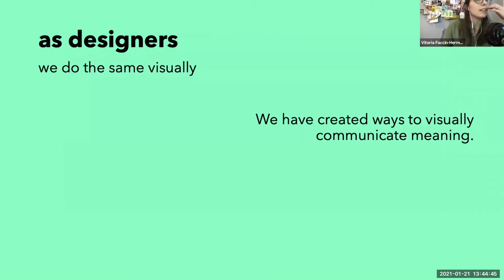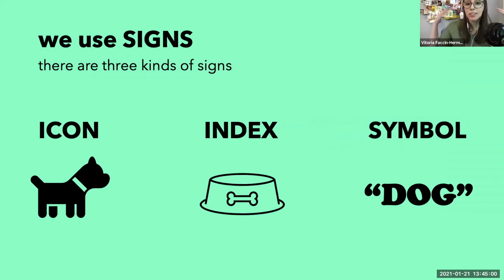So as designers, you're like, okay, Vitor, we're talking about football. This is a design class. What are you doing? Well, as designers, we have done the same thing. We have created ways to visually communicate meaning, and those are called signs. And semiotics is nothing more than the study of these signs.